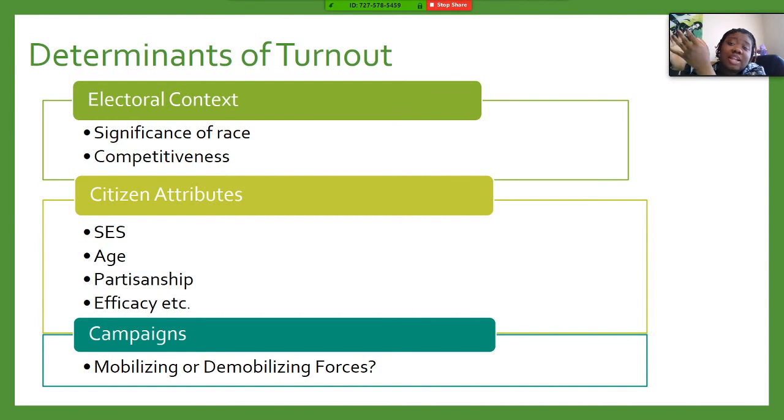And then, of course, citizen attributes: SES, socioeconomic status. If you decide to take Voters and Elections with me this fall, if we all get the green light to leave our houses, we talk about the ways in which income influences vote choice and also encourages one's propensity to vote. Believe it or not, the more money you have, the more likely you are to vote. Now, why is that the case, Dr. Mack?